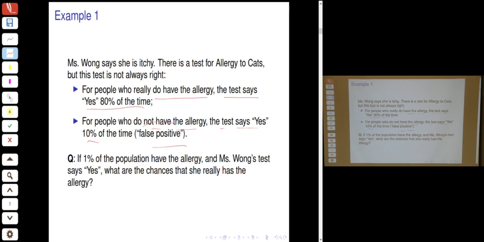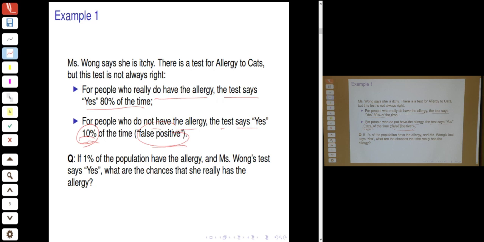So this is the false positive. You do not have the allergy, but the test says yes. So you are looking for a condition. The condition is not actually occurring as a ground truth, but the test falsely reports that the condition is actually there in the ground. Okay. So that percent is 10%, and this is the chance of a false positive.